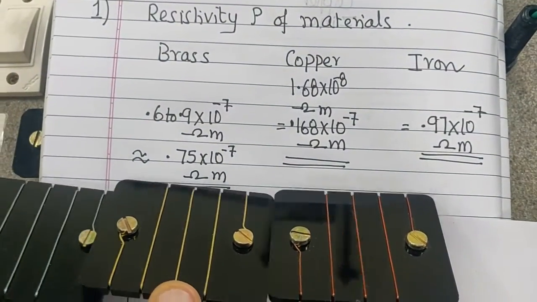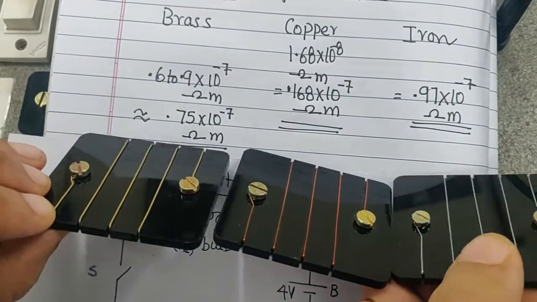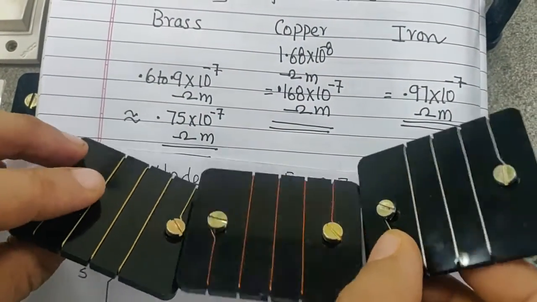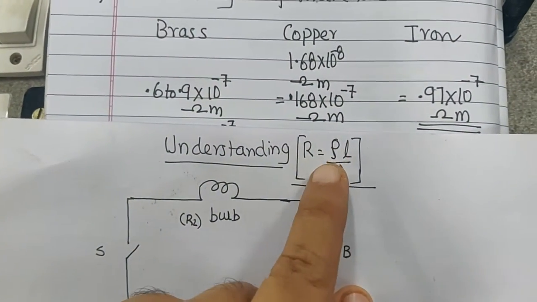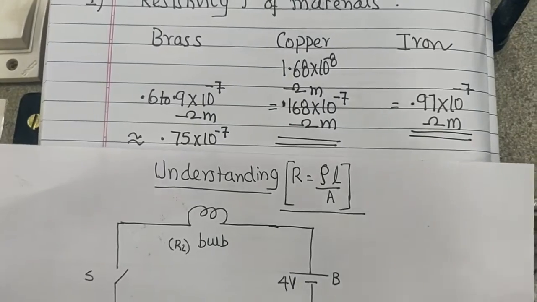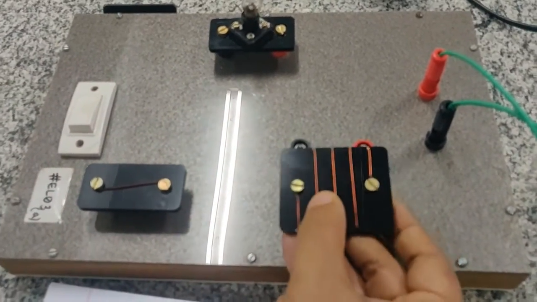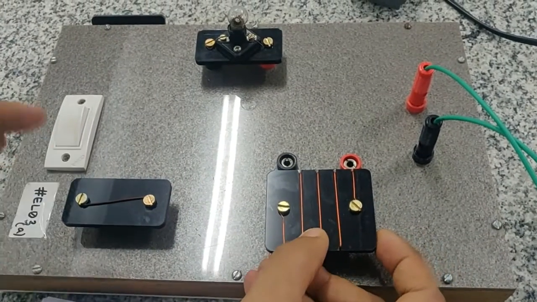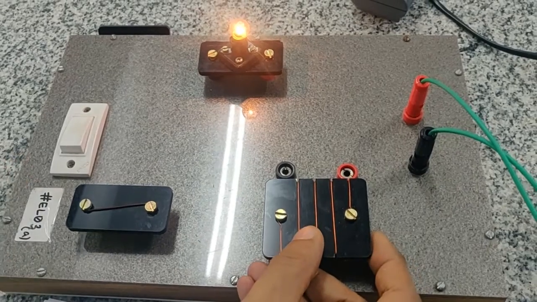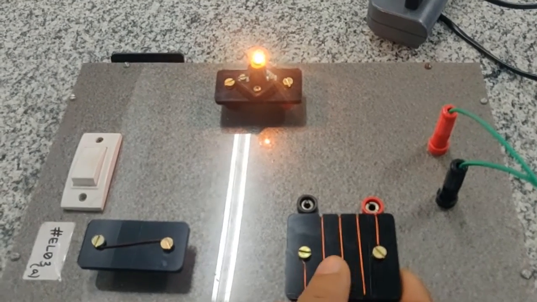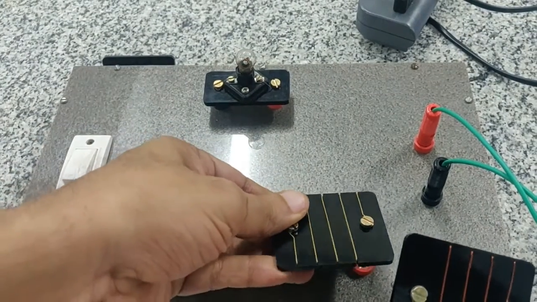Now one thing to remember is in all these 3, we have the length and the area exactly the same. So in this equation, your length and area are same and your resistivity is different. So let's see what happens. So first I'm going to put in my copper and switch on. Copper gives a certain amount of brightness. I'm going to remove this and put in the brass.